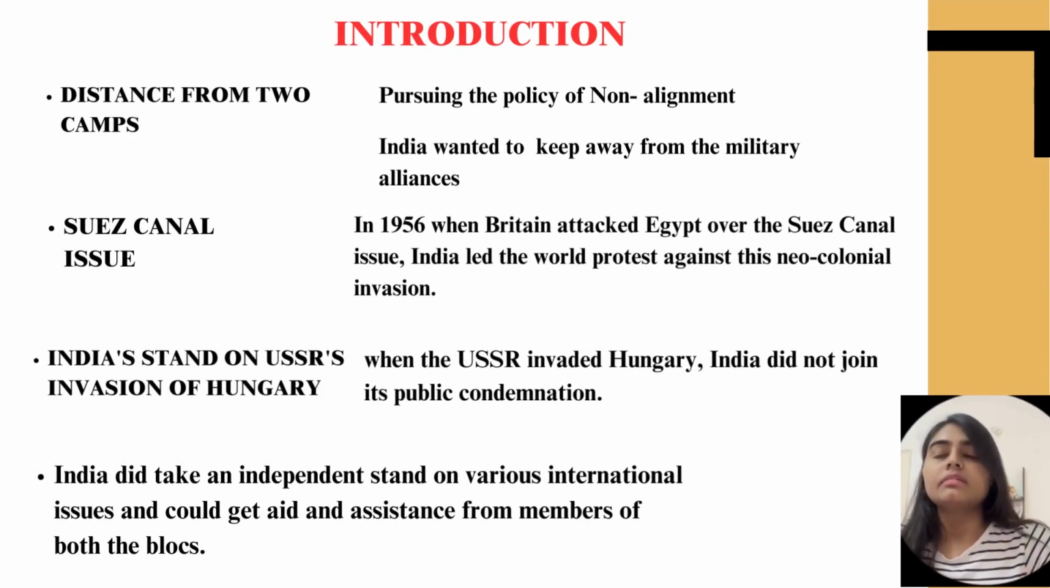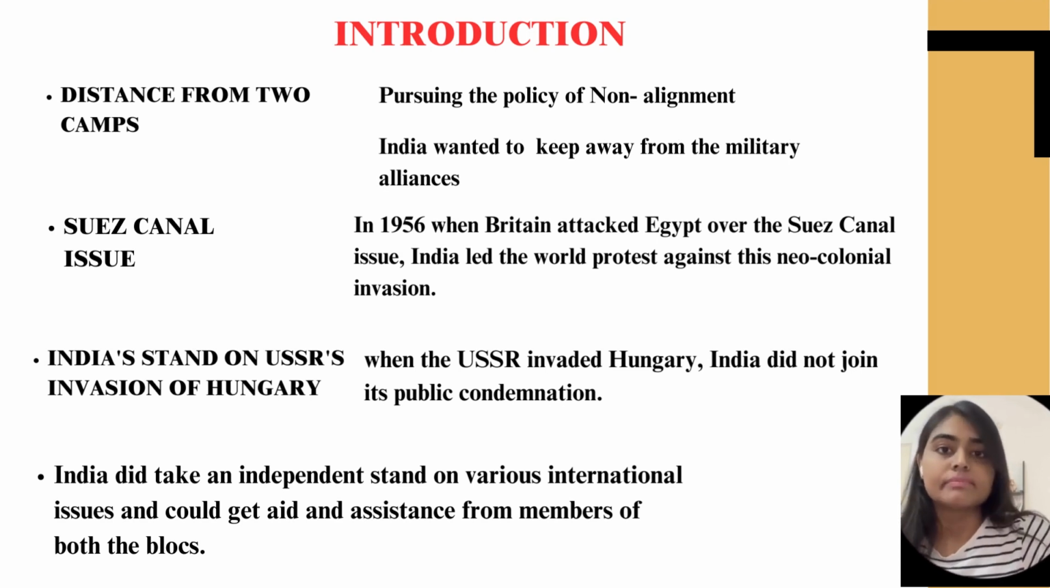The first heading is distance from two camps. We had discussed in the last video that India wanted to remain non-aligned and pursued the dream of a peaceful world by advocating the policy of non-alignment. This is a very important statement: India did not want to be a part of any of the military alliances of the US or the USSR. Therefore it pursued a policy of non-alignment, and also wanted to reduce the Cold War tensions by contributing human resources to the UN peacekeeping operations.